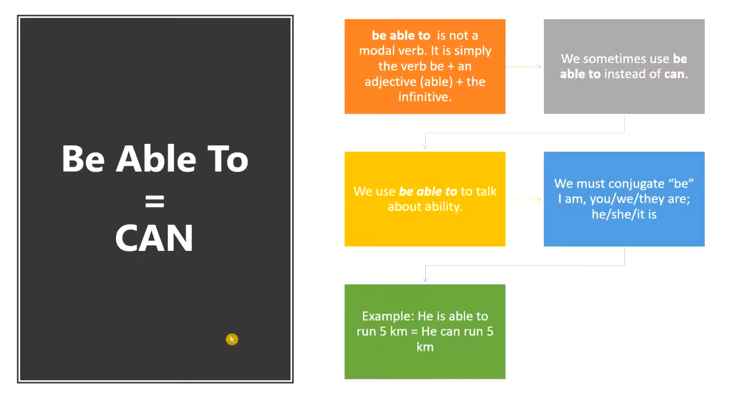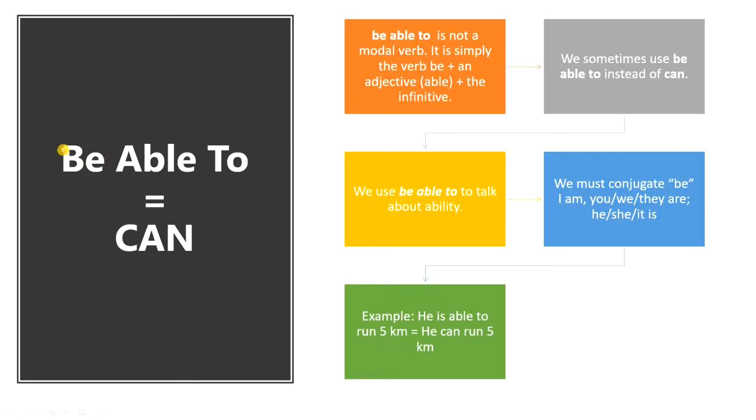Let's move to another form, another expression that we use to talk about ability. So we can use can or use be able to. Here, be is not conjugated. When you use be, you need to conjugate be. So we say, I am able to, he is or she is or it is able to, we are able to, they are able to.